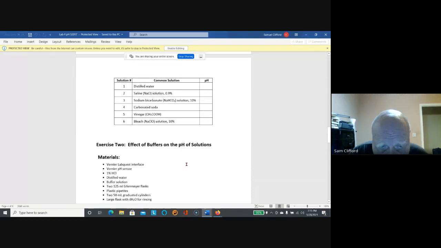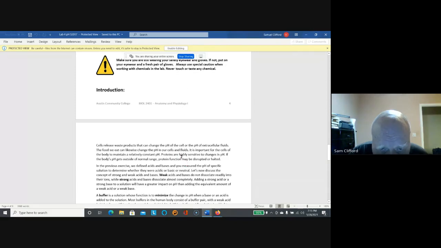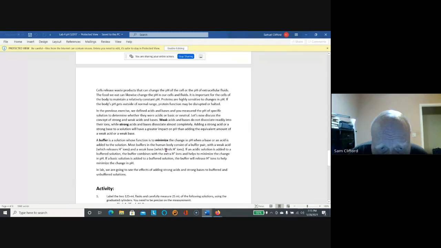We're not going to be able to do the experiment, but let's look at what we're going to talk about more. Okay, so cells release products that can change the pH in the body. Weak acids and bases do not dissociate completely, and strong acids do. We can take weak acids and their base and make a buffer. A buffer is a solution that minimizes the change in pH.